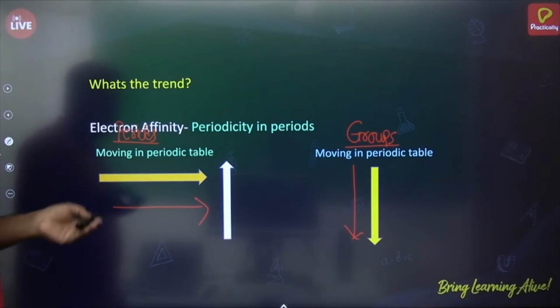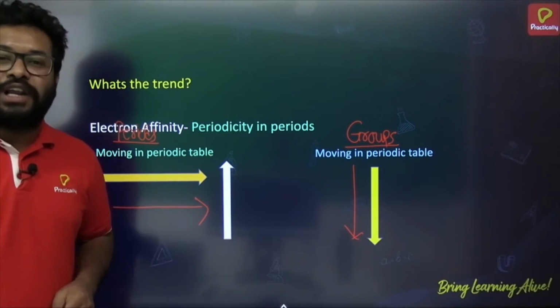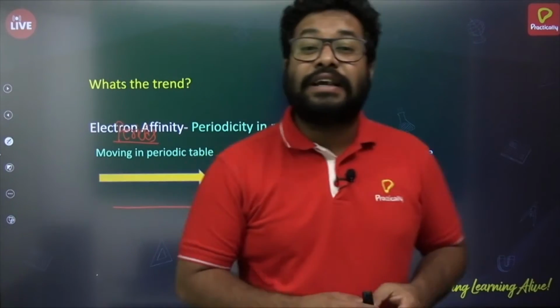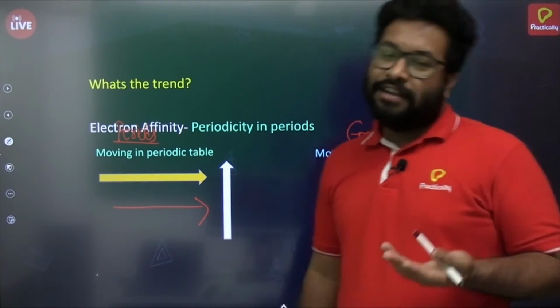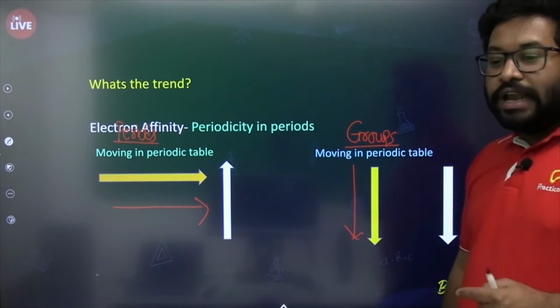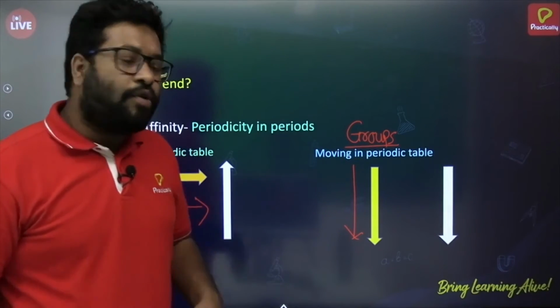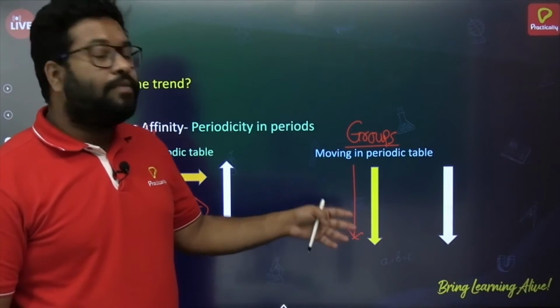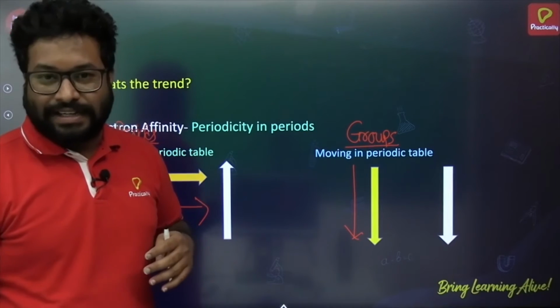Now what happens when you are moving in the periodic table from left to right? The value of your electron gain enthalpy increases. Why? Because the nuclear charge is increasing. We had already seen that. And when you are going from top to bottom in groups, the value of your electron gain enthalpy decreases.